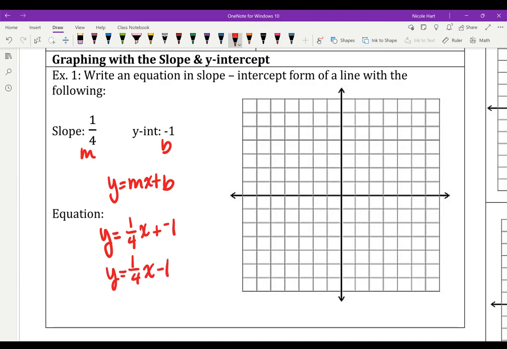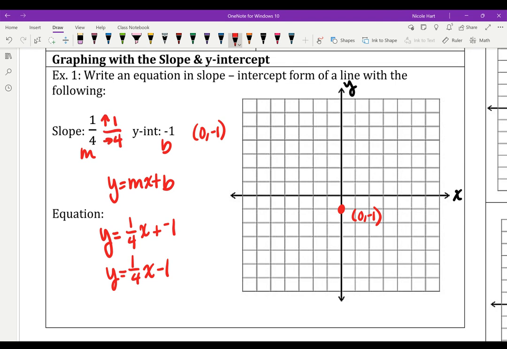Now that y-intercept is happening at 0, negative 1. I'm going to graph that point, 0, negative 1. We have our y-axis and x-axis in case you need to have those labeled. So this is our point 0, negative 1, our y-intercept. And for the slope, we are going to go up 1 and to the right 4 from that point.